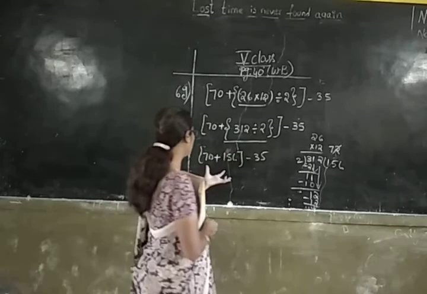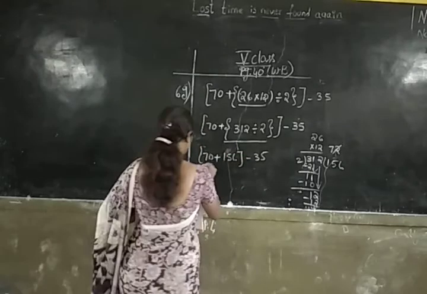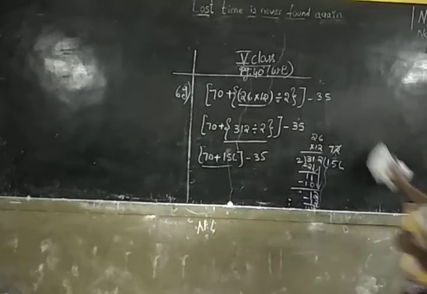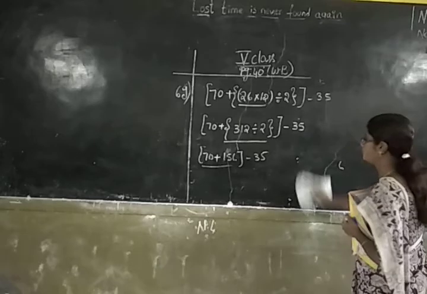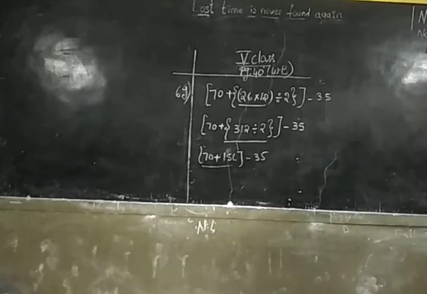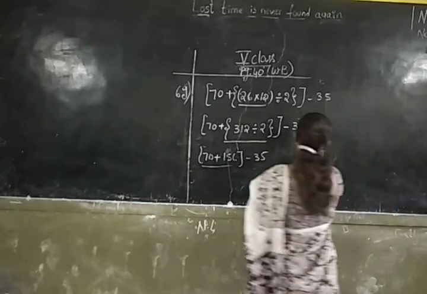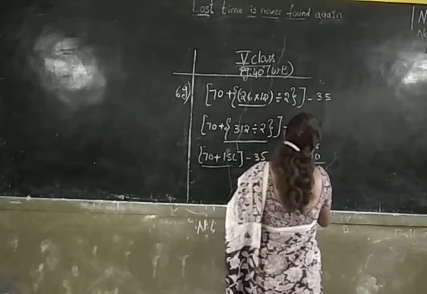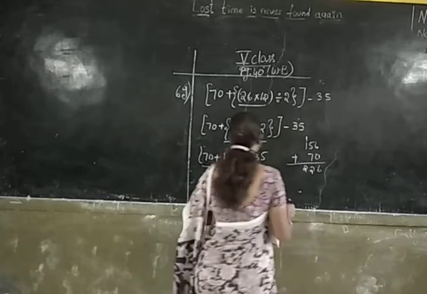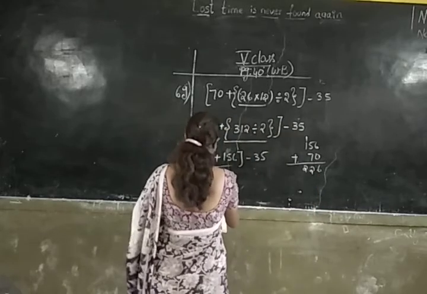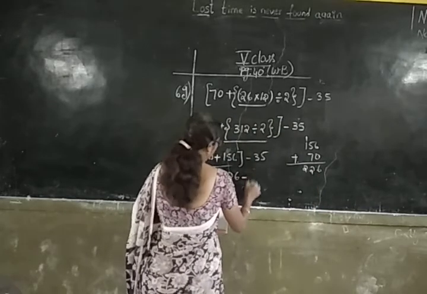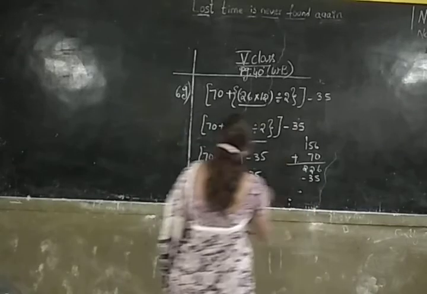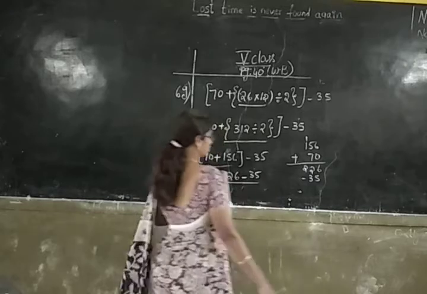Okay, children. So after solving the terms in the flower bracket, you have to solve the terms inside the square bracket. Now you have to add 70 to 156. Okay children? So 156 plus 70 is 226. 226 minus 35. Now in the last we have to do the subtraction.